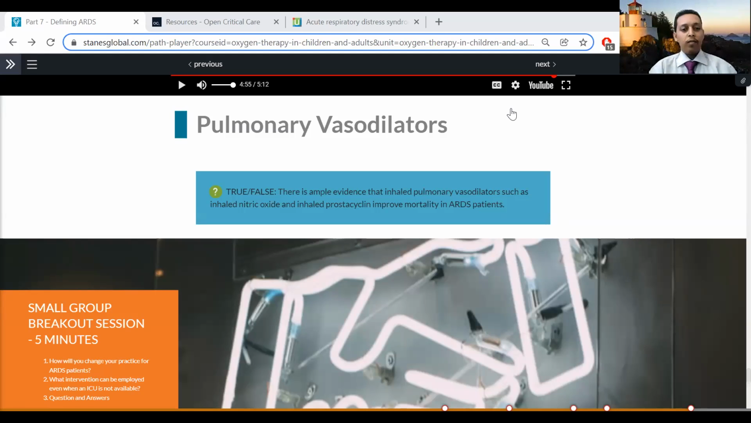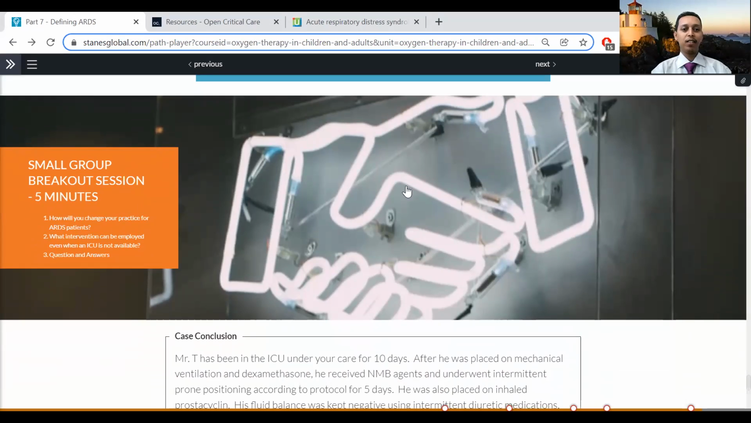No, we haven't used the pulmonary vasodilators so far. One thing is availability. The other thing, as you said, is there is no evidence supporting that. So we are not utilizing it, but in the future, maybe. We don't know how the science is going to change. This may come as a recommendation.